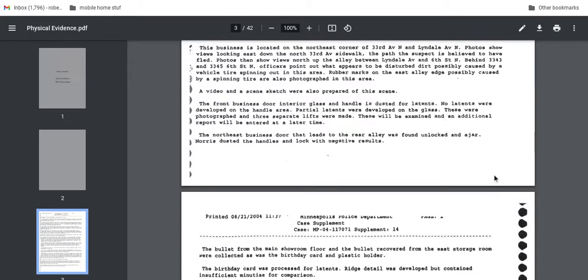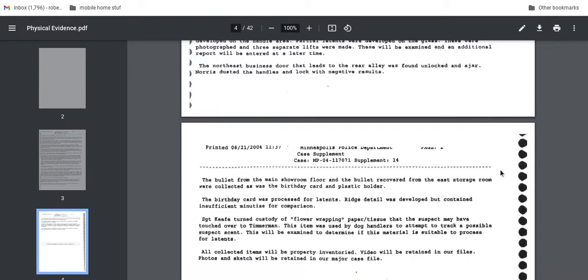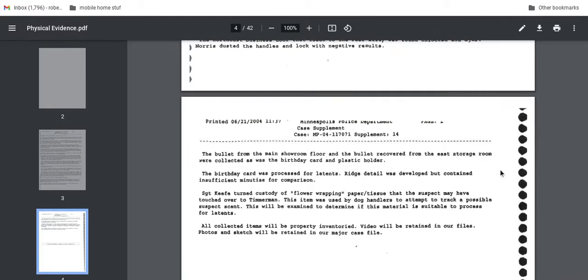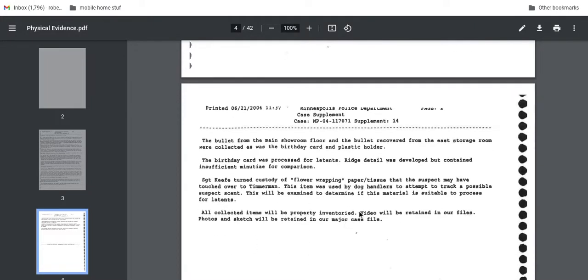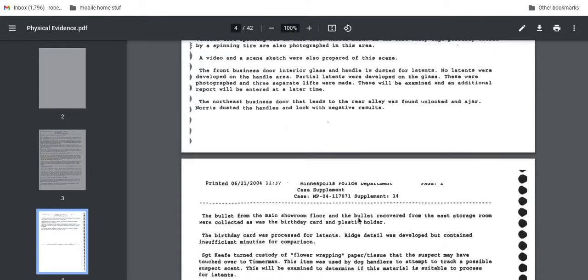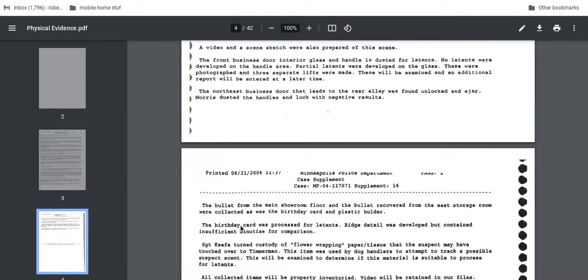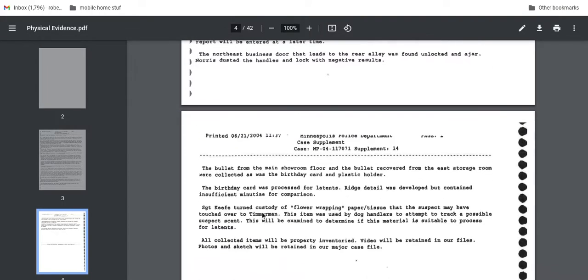There's a couple different things that are really important, and that's the back door was left ajar. And then also right here it says what evidence they collected. Okay. And all collected items will be inventoried and the video retained in the files. Okay. So there's 2 bullets found and they were collected, and a birthday card and plastic holder, and then flower wrapping green tissue paper.